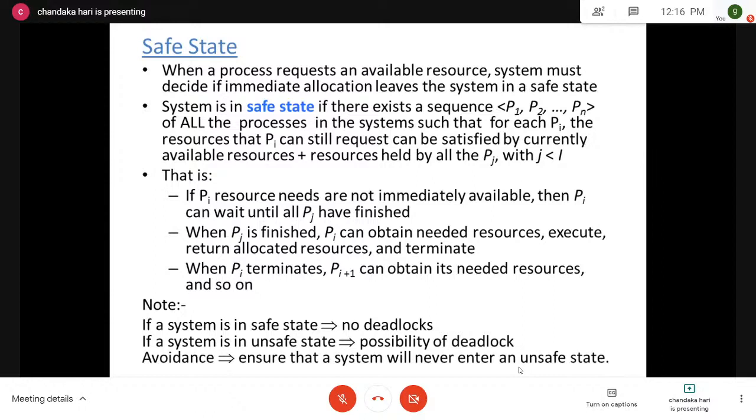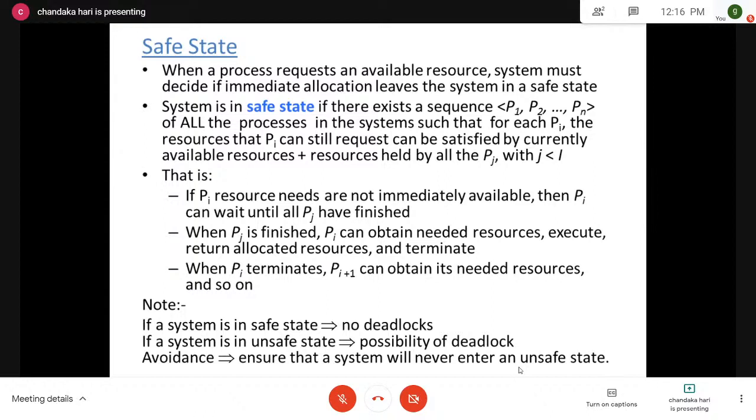The system is safe if there exists a sequence P1 to PN of all processes in the system such that for each Pi, the resources that Pi still requests can be satisfied by the currently available resources plus the resources held by Pj, where j is less than i. That's it. Otherwise, the resources are not going to be sanctioned. That is, if Pi's resource needs are not immediately available, then Pi can wait until all Pj have completed.